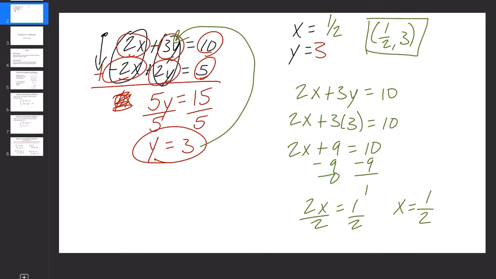And that's the elimination method. Remember, the first thing you do is you pick what you are going to eliminate first. Are you going to eliminate the x's or the y's? And once you figure out which one you're going to eliminate, when you add them from top to bottom, then you just clean it up from there.